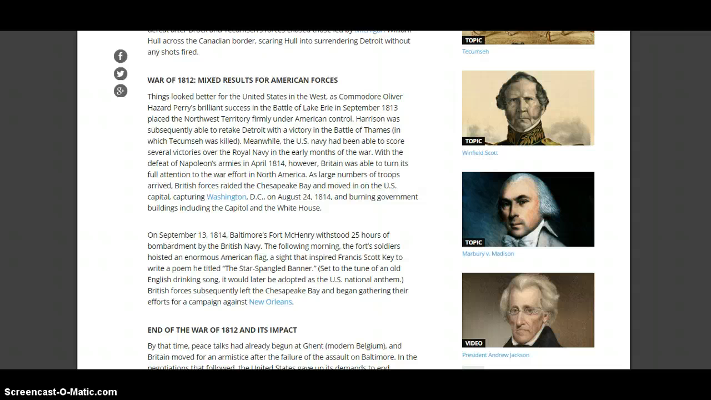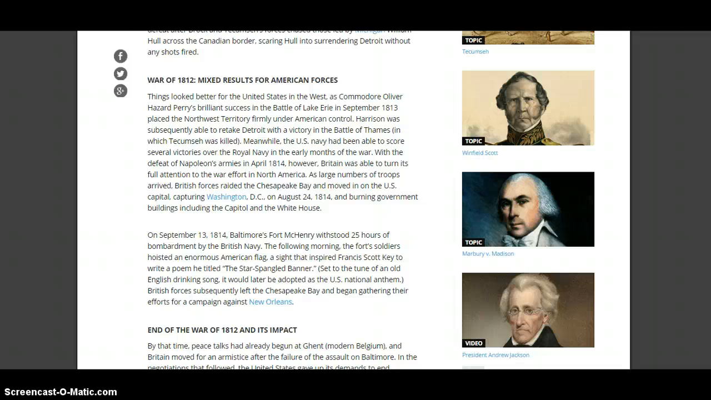The following morning, the fort's soldiers hoisted an enormous American flag, a sight that inspired Francis Scott Key to write a poem he titled The Star-Spangled Banner. Set to the tune of an old English drinking song, it would later be adopted as the United States national anthem. British forces subsequently left the Chesapeake Bay and began gathering their efforts for a campaign against New Orleans.